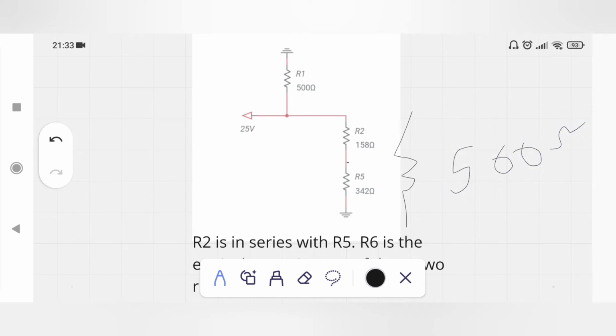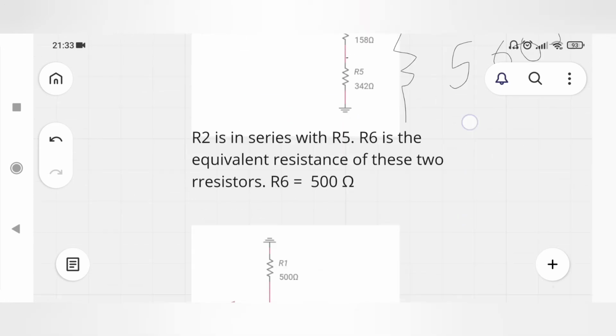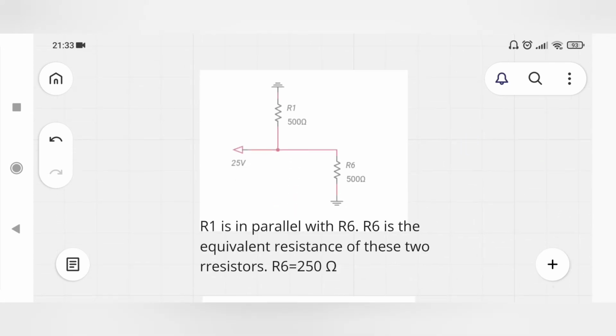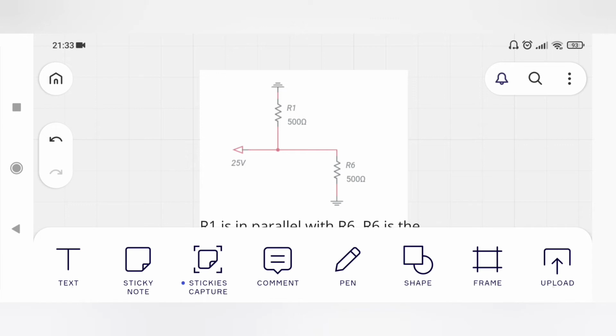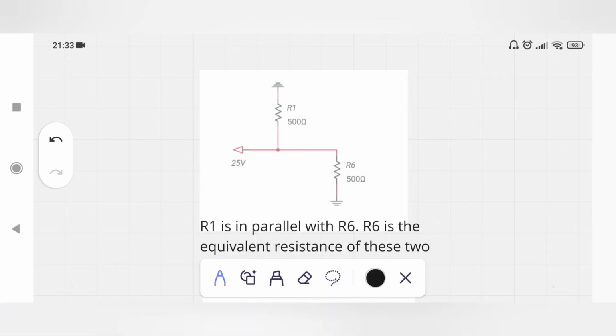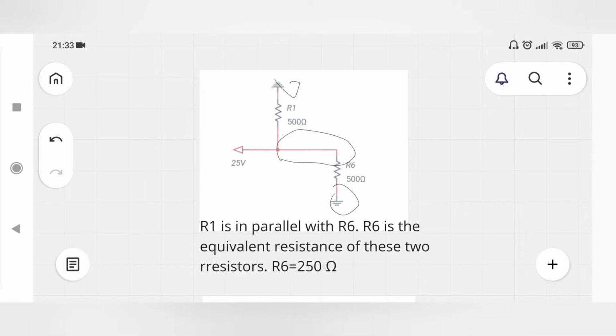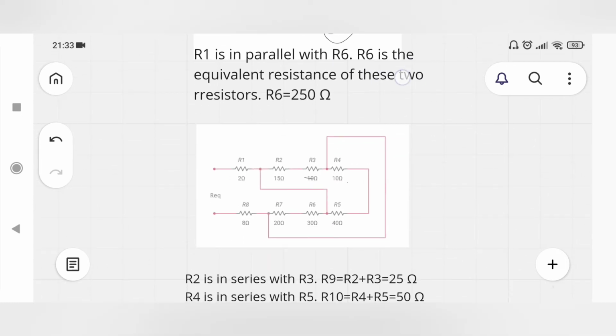Now redraw the circuit. The circuit is redrawn here. Now R6 and R1 are in parallel because one of the terminals is this and the other terminal is grounded, so they are in parallel with each other. R1 is in parallel with R6, and R7 is the equivalent resistance of these two resistors, and R equivalent is 250 ohm.